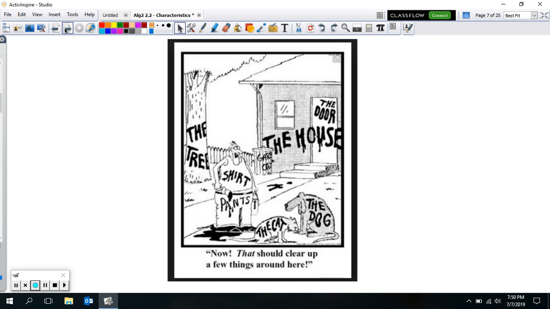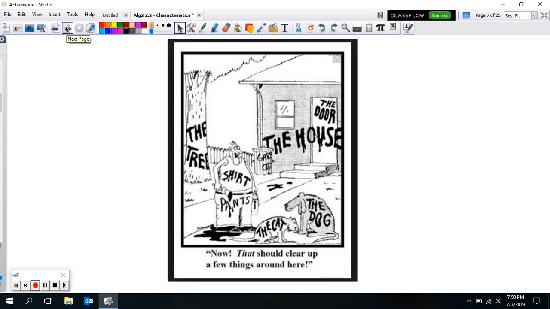So here's a Far Side video. Guy with the paint there. Now, that should clear up a few things around here. So he's labeling everything around. This has labels: the cat, labels the dog, the tree.